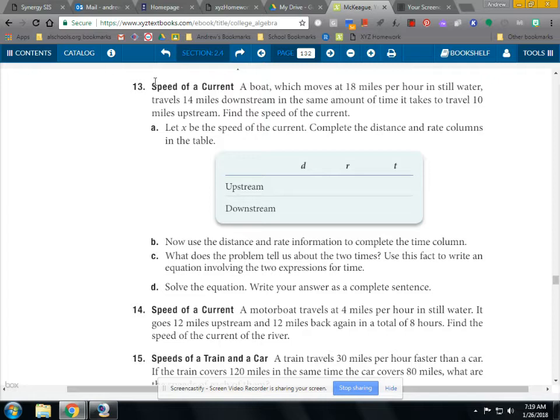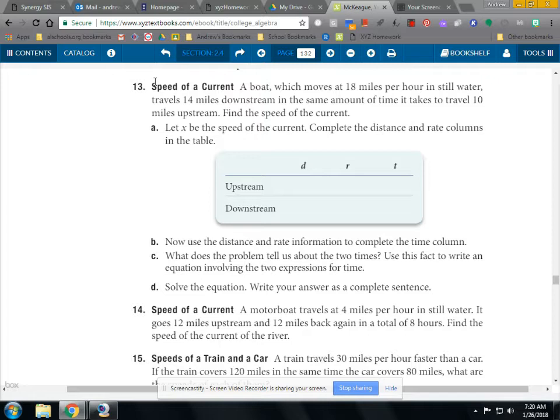So it travels at 18 miles an hour in still water. So that means that not going upstream or downstream, it's 18 miles an hour on a lake or something. It goes 14 miles downstream, so it goes down the river 14 miles. And in the same amount of time, it can travel 10 miles back upstream. So it can go further downstream in the same amount of time as it can go upstream because the river has a current and pushes against it going back upstream and pushes it forward going downstream. So that current is going to play a role here.